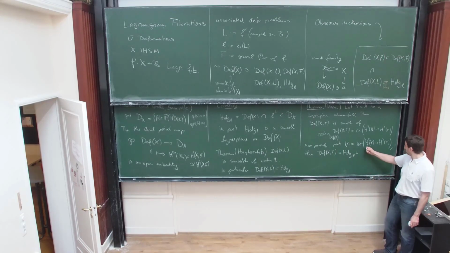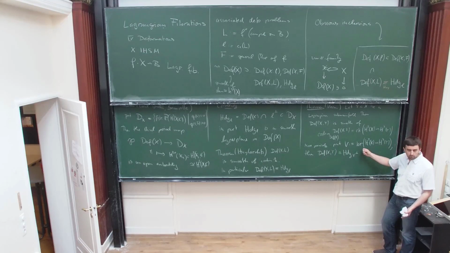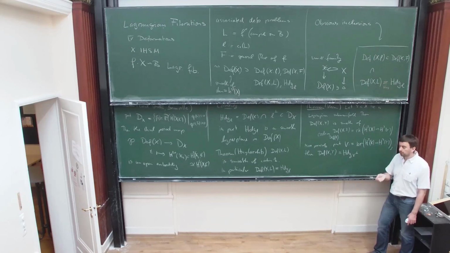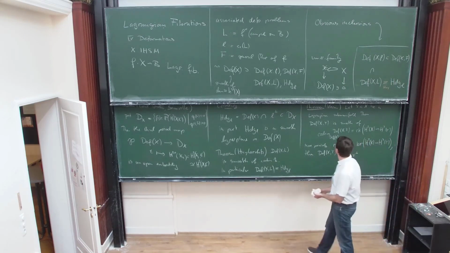Here, of course, Y is Lagrangian, and therefore the symplectic form restricts to 0. Therefore, the whole transcendental lattice restricts to 0. And therefore, the V perp of this is contained in the perp of the transcendental lattice, which is the Picard group. So it's fine. All of them are Hodge classes.